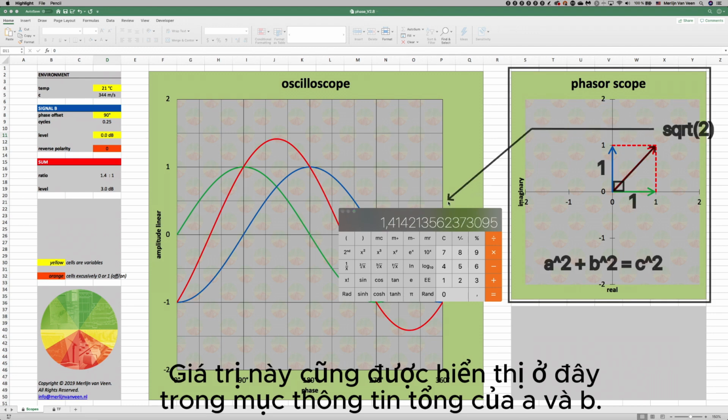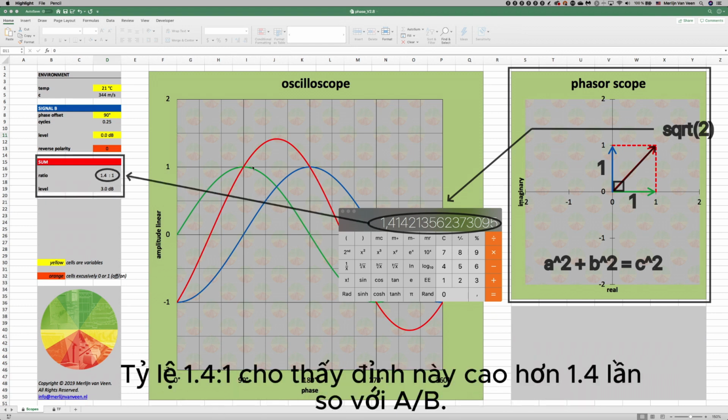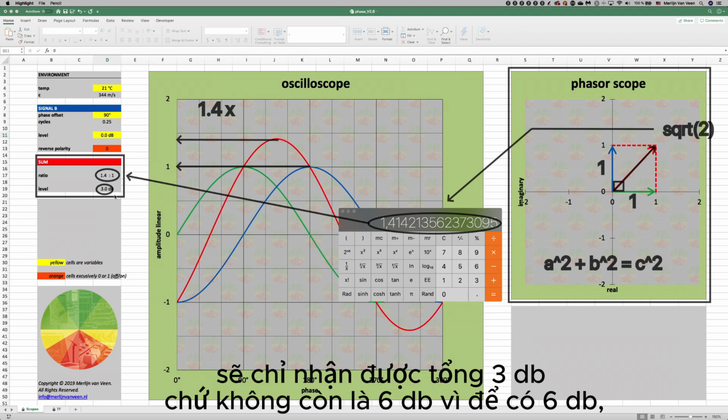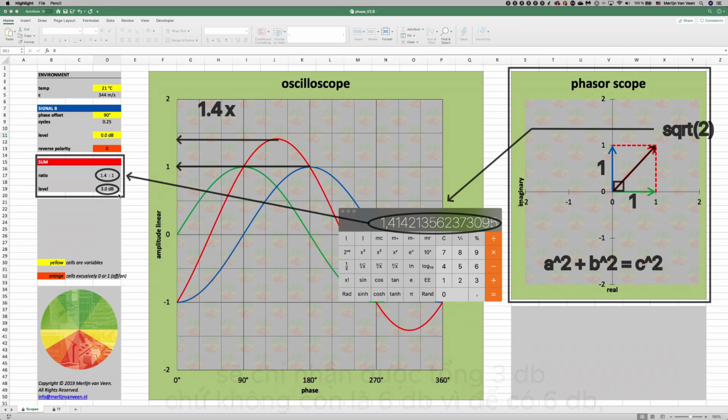Okay, there is the 1.4, and that value that we have over here is also shown over here in the information regarding the sum of A and B. And 1.4 to 1 tells us that this peak is 1.4 times taller. It's about ratios, telling us that this peak is 1.4 times taller than either A or B alone. That's a factor of 1.4, and it tells us that with 90 degrees of offset, you only get 3 decibels of summation, no longer 6, because in order to have 6, you need to have a 0 degree offset.